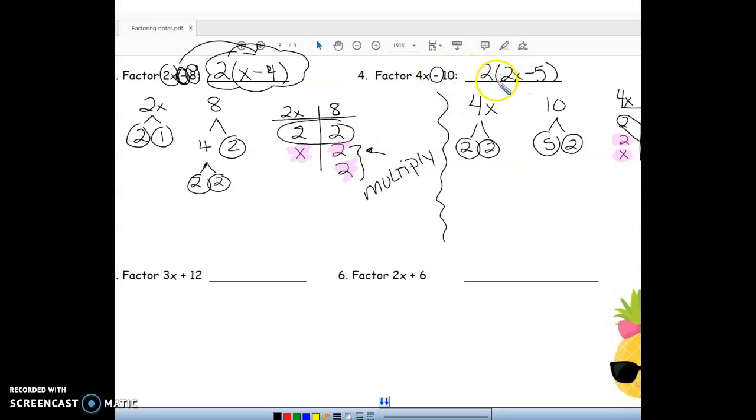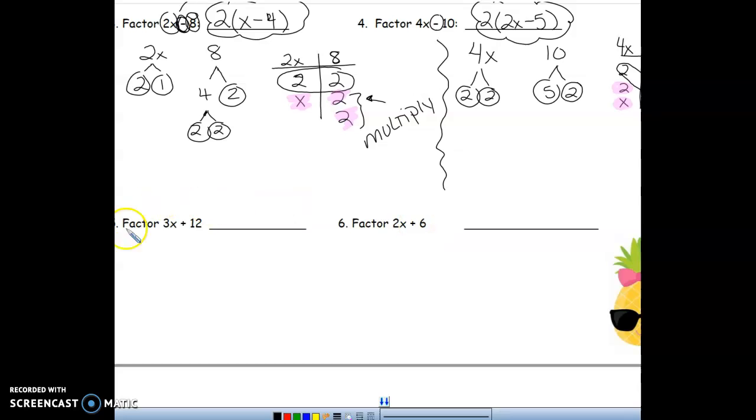2 times 2x is 4x. 2 times negative 5 is negative 10. Awesome. 2 more, and then you can do them on your own. So just keep going with me. 3x, which is really technically just 3. I'm just going to leave it as 3. And 12. 3 is just 3 and 1. 12 is going to be 4 and 3, 2 and 2.